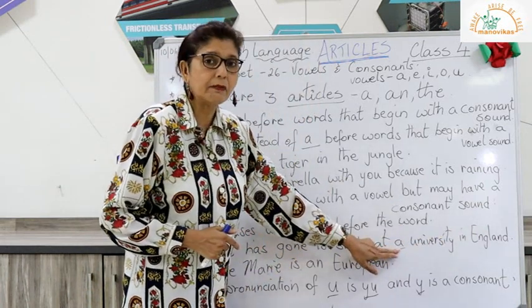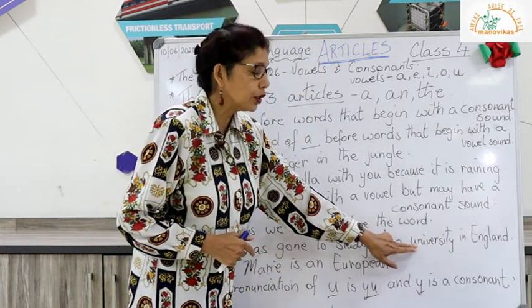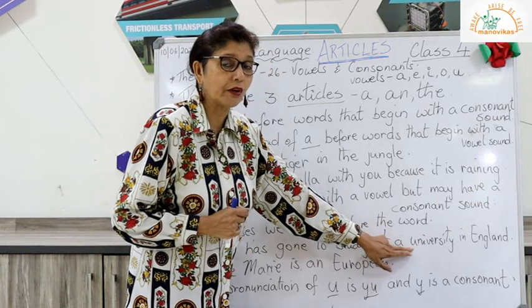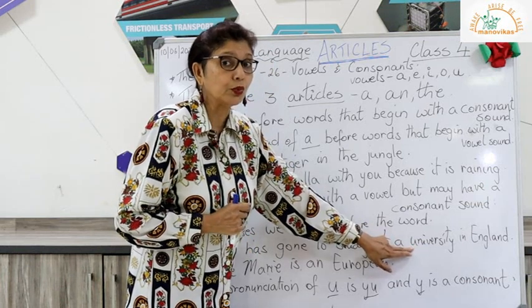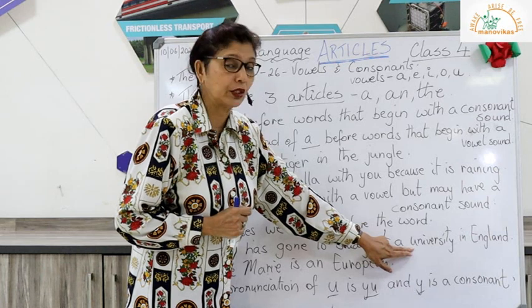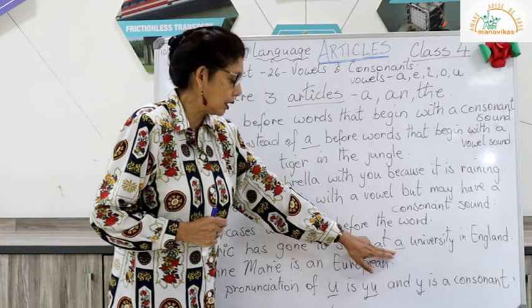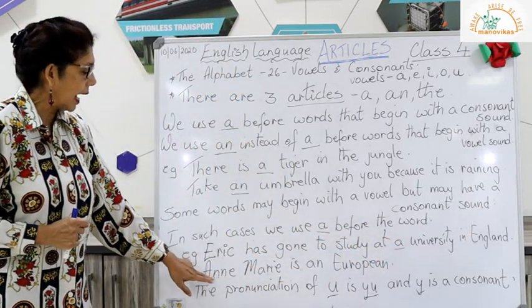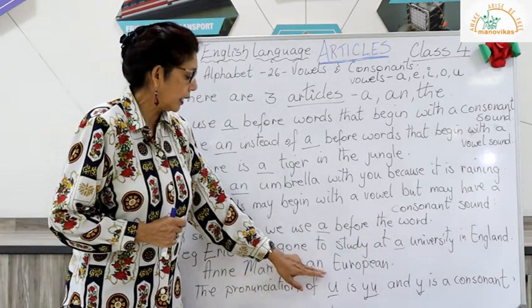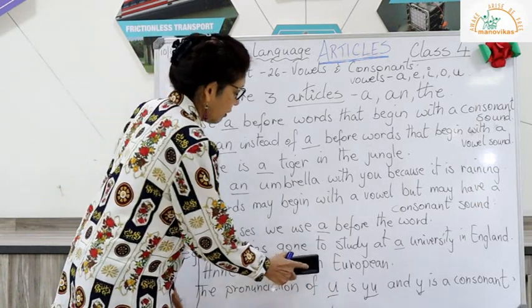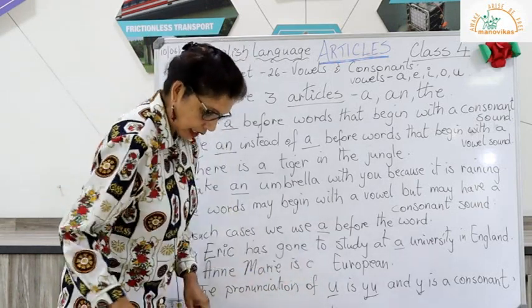Why do we write a before university? U is a vowel, but the sound of U is YU. The sound of U is YU and Y is a consonant. So therefore we use a. Another example, Anne-Marie is a European. We say Anne-Marie is a European.